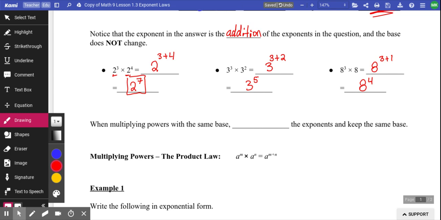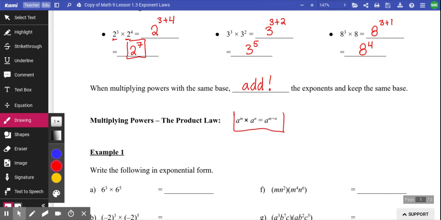Our rule, when multiplying powers with the same base, add the exponents, and keep the same base. The base doesn't change. This rule is going to go on for all your life in math in high school. It's called the product law. Product means multiplication, so it's the multiplication law. And in math terms, you get this guy down here. That's like your formula. They just use letters instead of numbers.